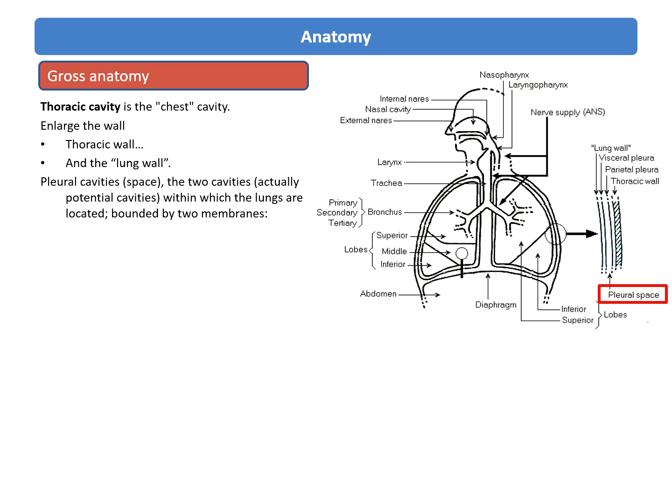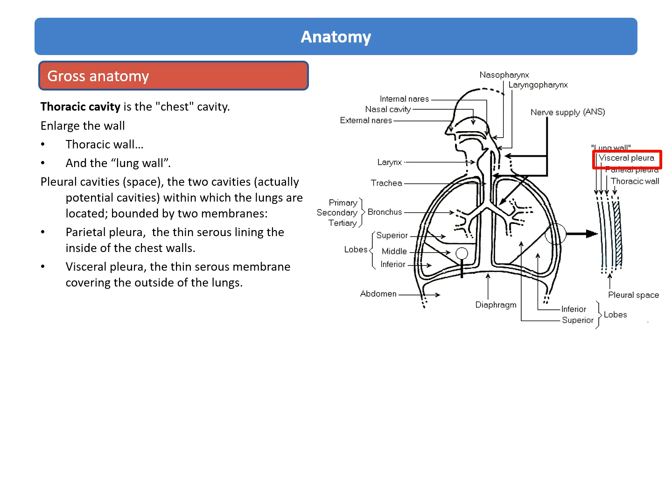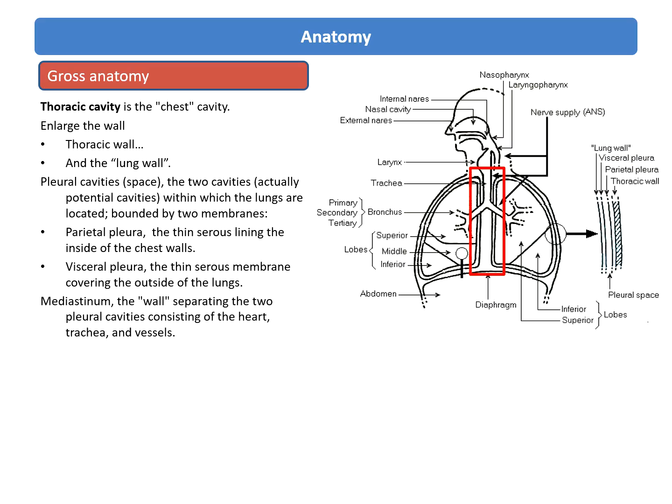The space in between is the pleural cavity, or pleural space. It's actually a potential space rather than a real space. But if you took the lungs out of the chest, there would be a large empty pleural cavity. It's bounded by 2 membranes. The parietal pleura is a thin serous membrane lining the inside of the chest wall, and the visceral pleura is the thin serous membrane covering the outside of the lungs.